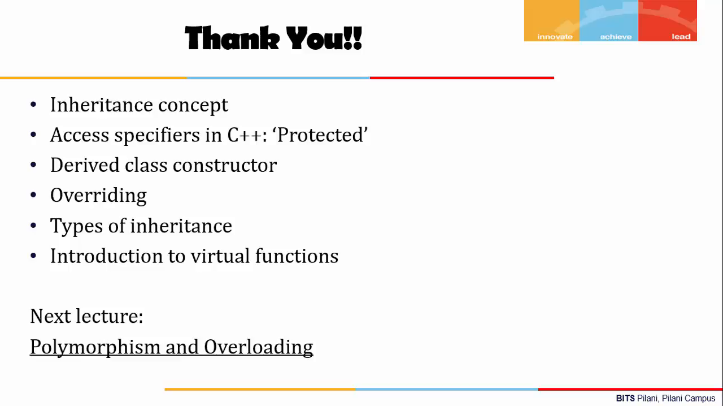If there is a modified implementation in the derived class for the same function, then method overriding will call the function present in that derived class. If it is not present in the derived class, then it will be called from the base class. That is method overriding. Then we saw different types and levels of inheritance and how we use virtual functions to redefine a function in the derived class. We will continue in the next lecture from here. We will discuss polymorphism and overloading. Thank you.